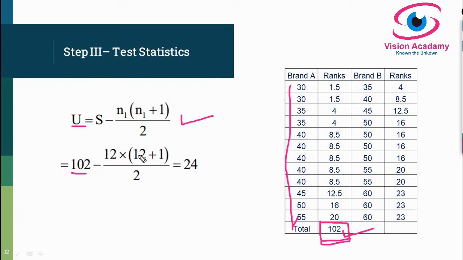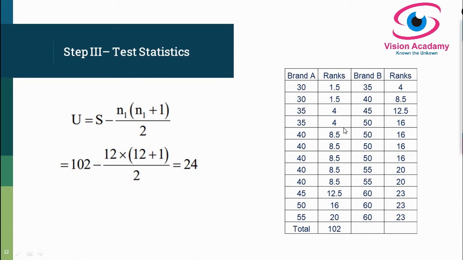So this is 12, 12 plus 1 is 13. 13 into 12 will be 156. And 156 will be divided by 2. When I divide 156 by 2, I get 78. Now from S, that is 102, I have to subtract 78. 102 minus 78 will be 24. So the test statistic value of the Mann Whitney U-test is 24 in this case.